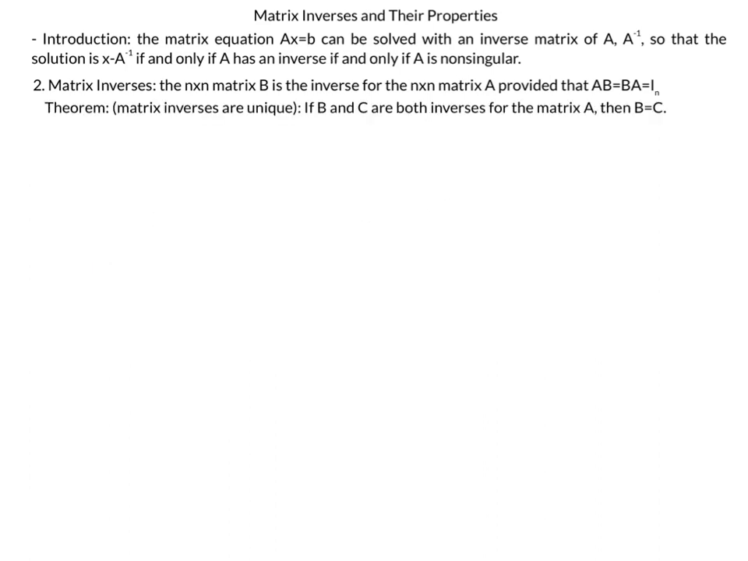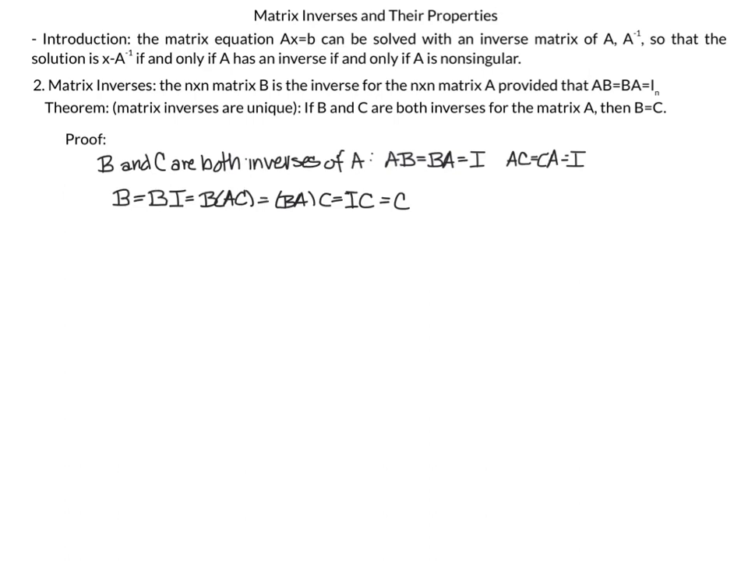Next, we have a theorem that says matrix inverses are unique. So if B and C are both inverses for the matrix A, then B equals C. The proof is fairly straightforward. Let's assume B and C are both inverses of A. So AB equals BA equals I, and AC equals CA equals I. Therefore, B is equal to BI, which is equal to B(AC). Because matrix multiplication is associative, that's equal to (BA)C, but BA is equal to I. So that's IC, which is equal to C. So what we have is B is equal to C.